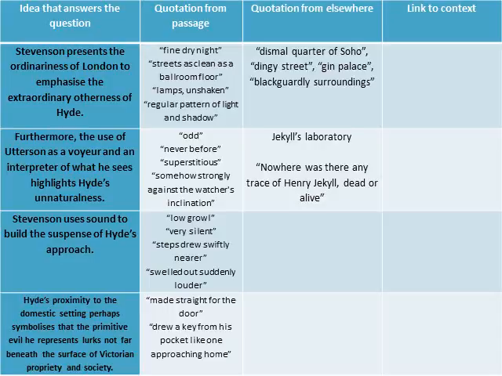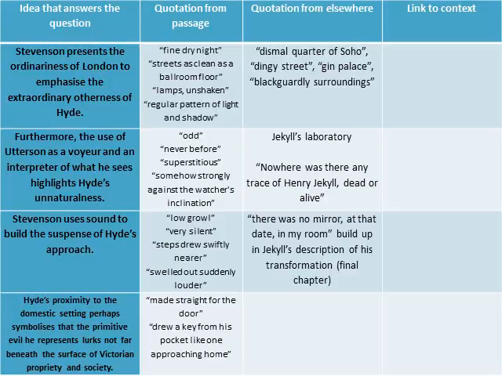To connect with the idea of Utterson's superstitious view of Hyde, I'm going to explore a totally different setting, and that's that of the laboratory. It's in the laboratory that Hyde entirely replaces Jekyll, and I've found a useful quotation to learn for that. Nowhere was there any trace of Henry Jekyll, dead or alive. The laboratory is the setting that encapsulates that connection between the scientific and the supernatural.